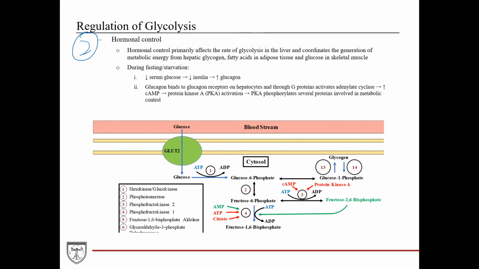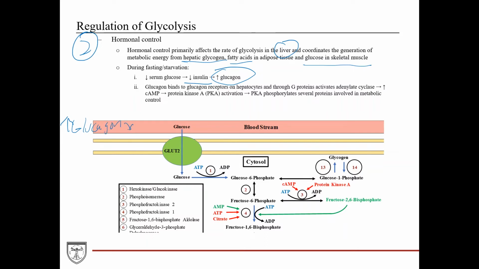Hormonal control primarily affects the rate of glycolysis in the liver. And remember, the liver is essentially a central hub for metabolism and especially carbohydrate metabolism. And so it helps coordinate the generation of metabolic energy from hepatic glycogen, which is a huge storage center for glycogen, fatty acids in adipose tissue, and then also glucose in skeletal muscle. So again, these hormones are being secreted in response to whether you're in the fasting state or the fed state, and they're helping coordinate these different processes, especially in the liver and then also in adipose tissue and skeletal muscle as well.